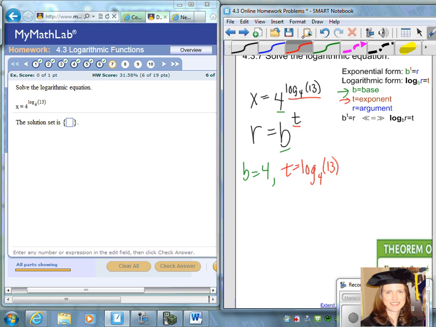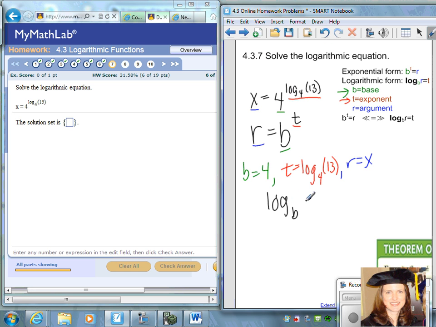And then r is the argument, which is in blue. Here we go. R is equal to x. We have this equation that's in exponential form. We're going to convert it to logarithmic form. We want to write this as log base b of r equals t. We have it in this form, we convert it to this form.